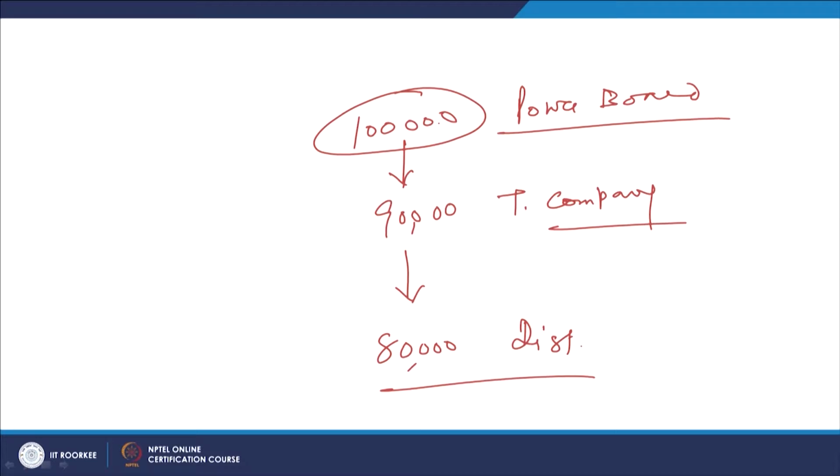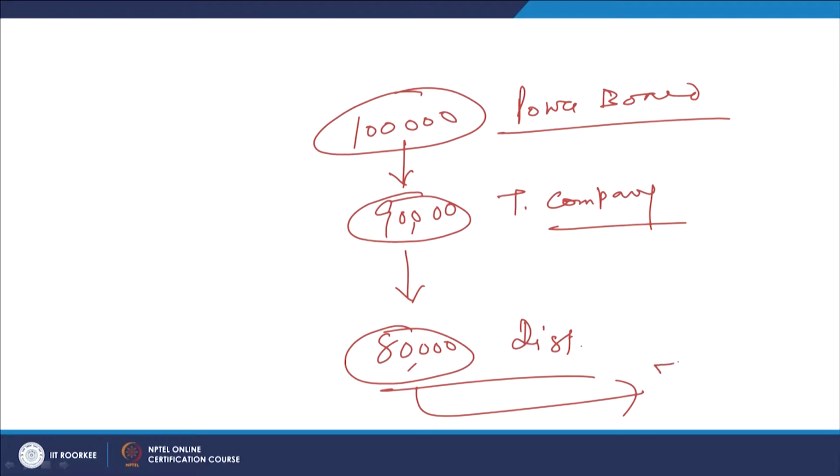Finally, we lost in the process of transmission from the generation to the transmission company. We handed over the 90,000 units to the transmission company, and in the process of transmitting the power to the distribution company, the distribution company received 80,000 units of the power, and finally 70,000 units of the power were distributed to the households, right. So, it means in this entire process how many units of the power have we lost?